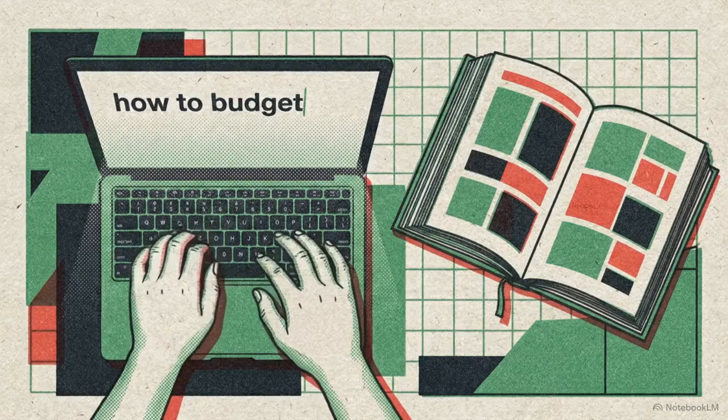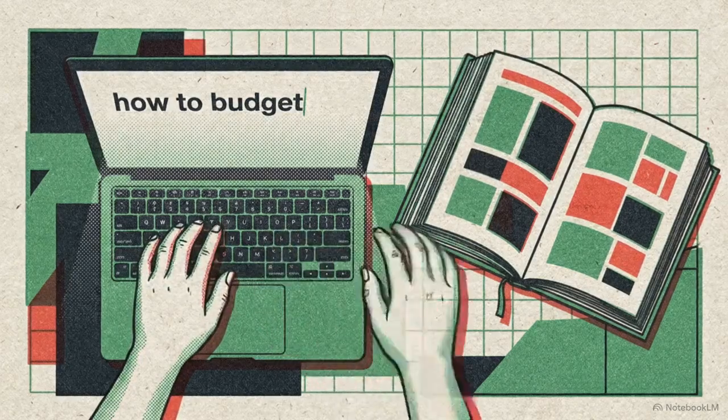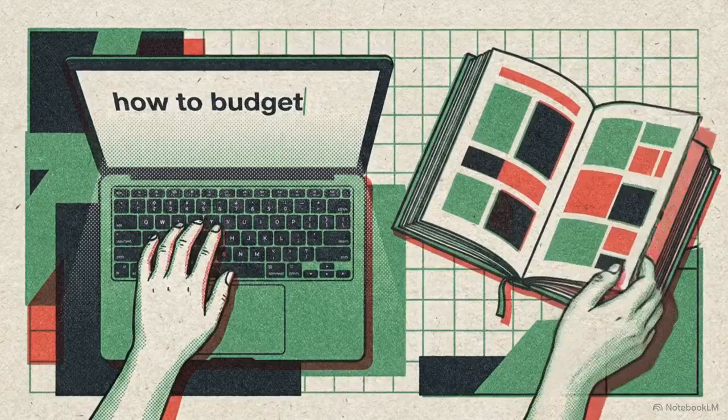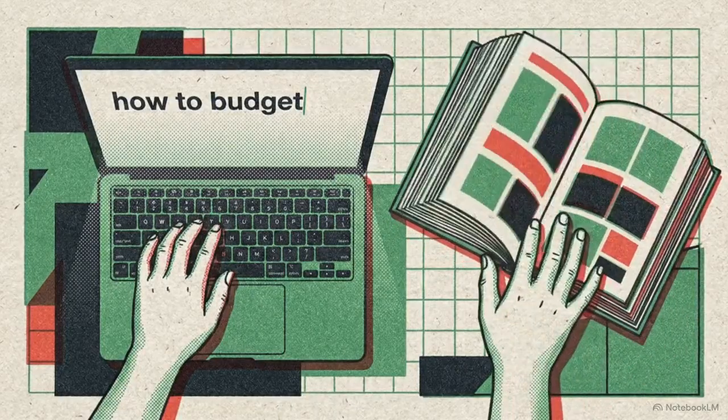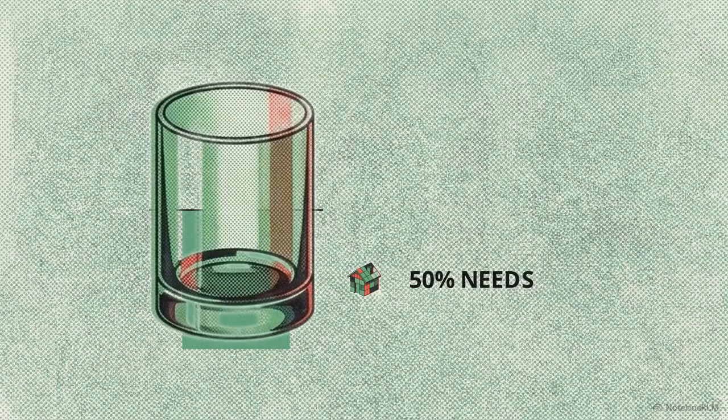Type "how to budget" into a search engine, open any entry-level financial book, and you will almost certainly be handed the exact same formula. This diagram represents the ubiquitous 50-30-20 rule. You take your after-tax income and divide it into 3 clean buckets: half for your mandatory needs, 30% for your discretionary wants, and 20% for savings and paying off debt.